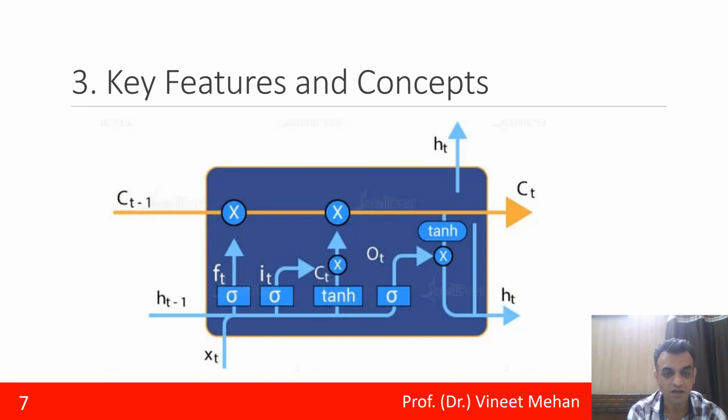Diagrammatically we can see here xt is the input that we are giving to this memory cell. ht minus 1 is the hidden state from the previous time step. Then there are three gates: ft, it, and ot, along with ct. ft is the forget gate, what information is to be discarded. it, what information is to be retained. ot, what information is to be outputted. Then there is this long term sequence ct minus 1 and ct. This long term sequence is the backbone of this entire network that remembers the long term sequences.